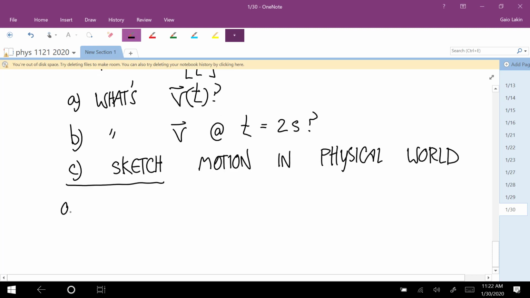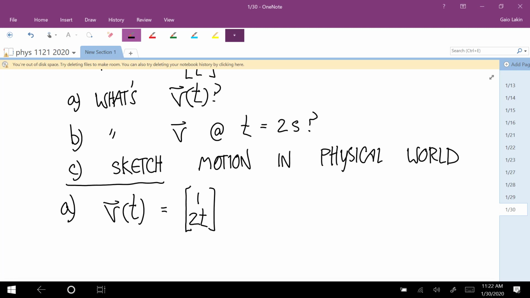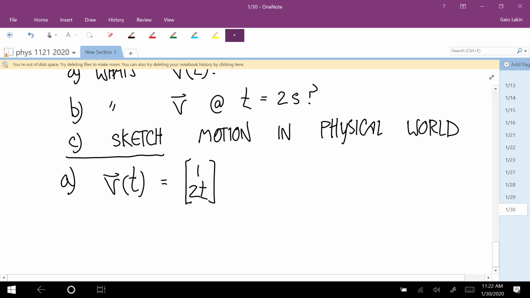So first, the velocity vector as a function of time is just going to be, take the derivatives of the two components. So this is going to be (1, 2t). And so now this is a function that'll give you the velocity vector at any instant. So at time equals 2, the velocity is (1, 4).